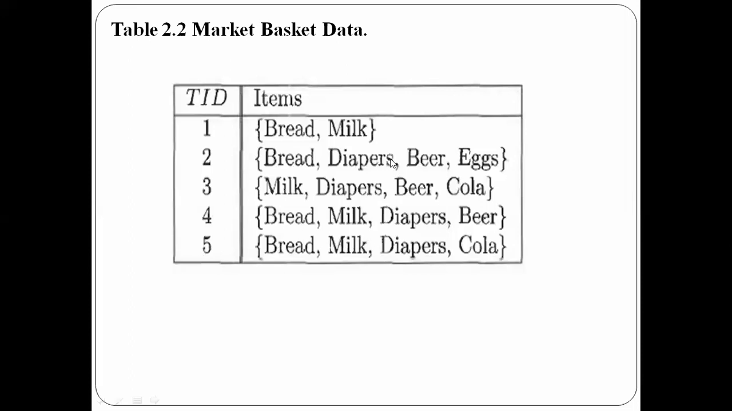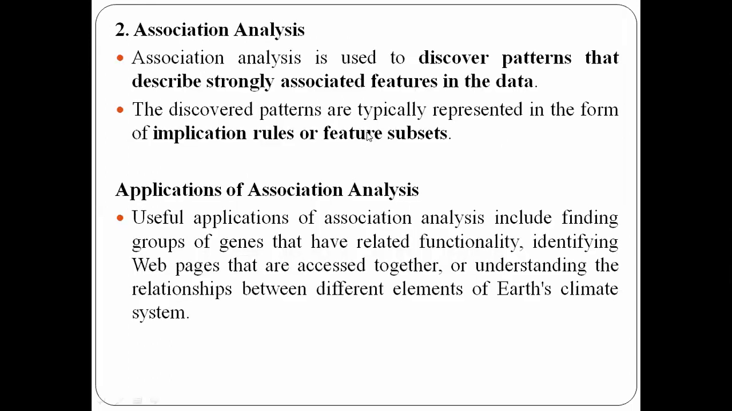In the same way, diapers and beer are bought together. It means that if a customer is buying bread, there is a tendency that he will also buy milk. In the same way, if a customer is buying diapers, there is a tendency that he will also buy beer. This is a kind of association that exists in the data, and it can be found with the help of association analysis. This is one example where we find frequent items which are bought together. So this is the second data mining task.